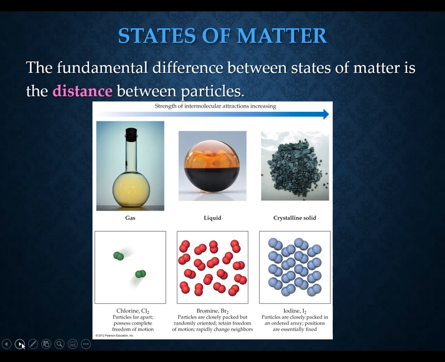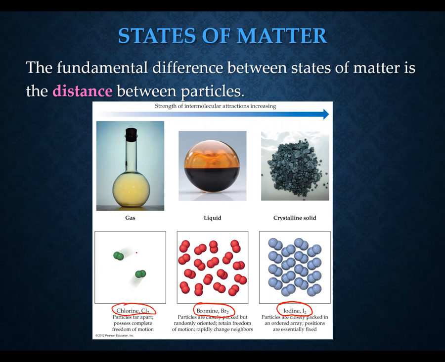Let's start with talking about states of matter, because really the fundamental difference between the states of matter or phases of matter has to do with the distance between the particles. And I particularly like this picture example here, because it's the halogen group: we've got chlorine, bromine, and iodine. They're an interesting group because, yes, they're all diatomic, but also we have two gases, a liquid and a solid.